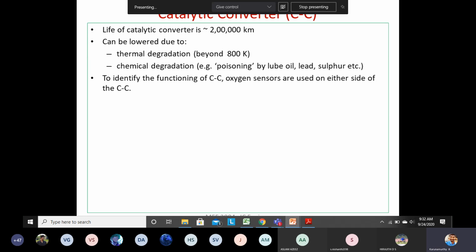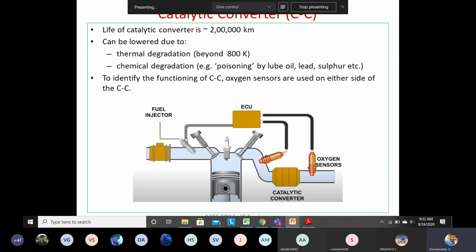Now I am using a catalytic converter to prevent the harmful emissions from the engine. So how do you know that your catalytic converter is performing well? For that, they provide oxygen sensors. Oxygen sensors are provided both before and after the catalytic converter.